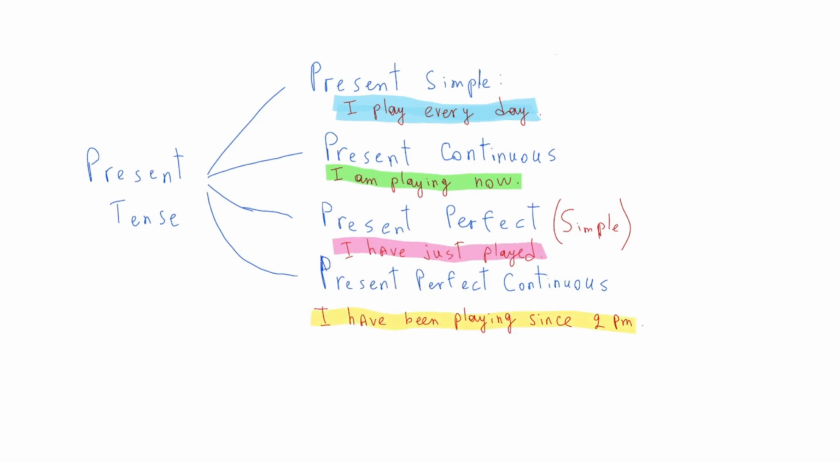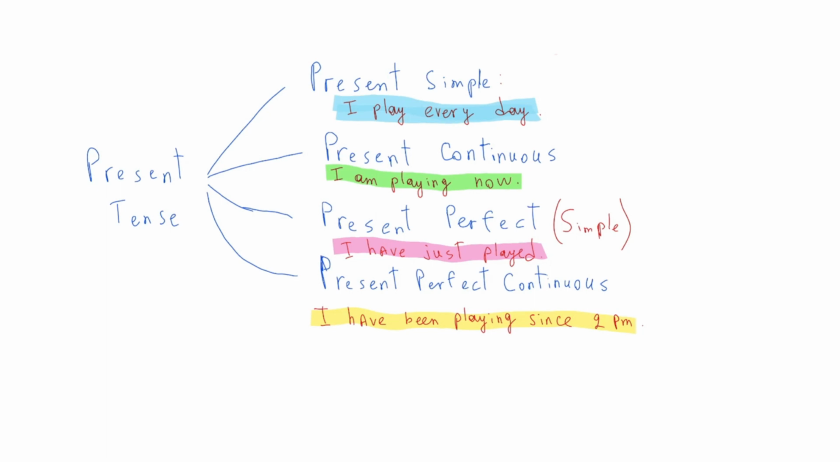Now we have highlighted them for you. So I play every day, this present simple, we use it for routine activities, right? Like every day, every month, every week. We also use frequency adverbs like sometimes, often, never, usually with present simple to talk about routine activities, or if I want to give general information about something, then we use present simple, guys.